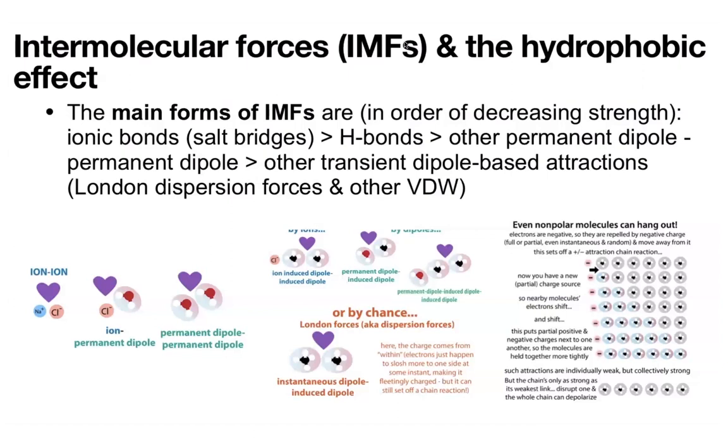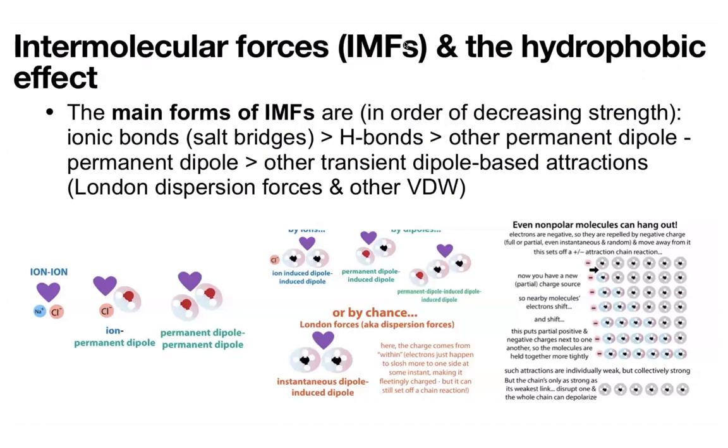When we talk about these transient dipole-based attractions, we often refer to these as van der Waals forces. When we talk about those random events where this randomly happened to be somewhere, we typically refer to those as London dispersion forces. We use this term van der Waals fairly broadly, but whatever of these terms you want to use, when we talk about these really weak forces, we talk about nonpolar interactions, all that stuff. But basically, know that we have our ionic bonds, our salt bridges, our hydrogen bonds, our other permanent dipole, and then our transient dipole-based attractions, our London dispersion forces, and other things like that.